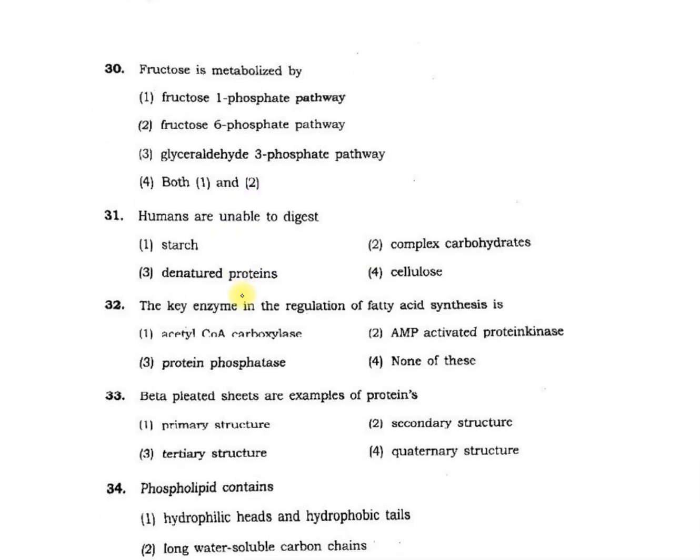Question number 30. Fructose is metabolized by option 1, fructose 1 phosphate pathway. Option 2, fructose 6 phosphate pathway.